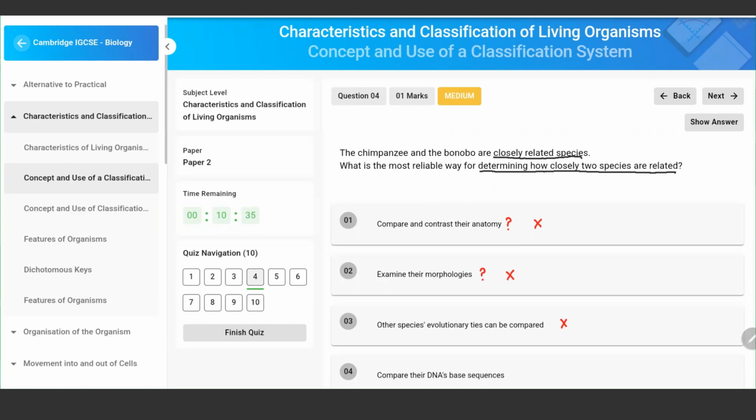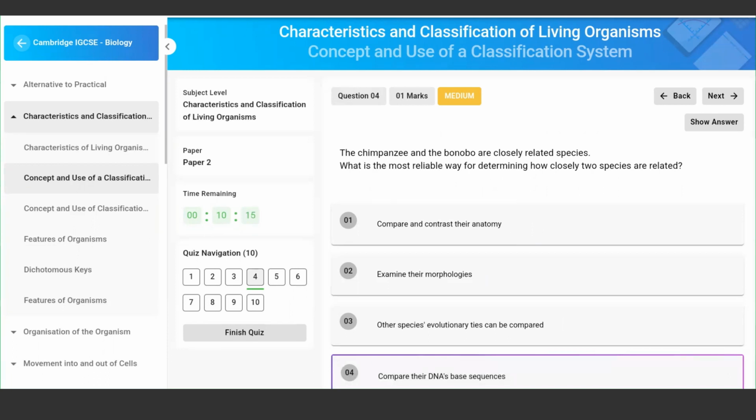Or is it that we compare their DNA-based sequences? Yes, this is definitely how we determine how closely related they are. So the answer is definitely answer number 4. Compare their DNA-based sequences. So that's all for today's video. I hope all of you got a good understanding how DNA-based sequences determine how closely related two species are.